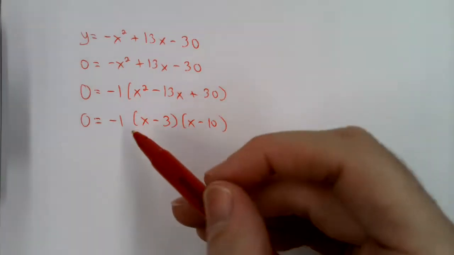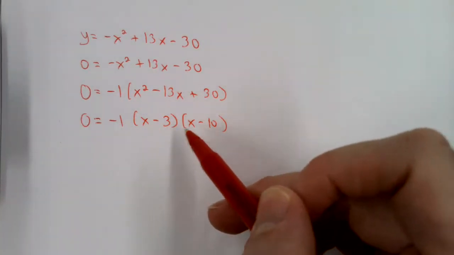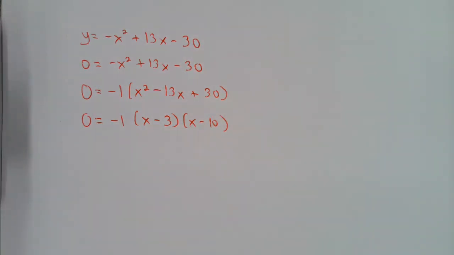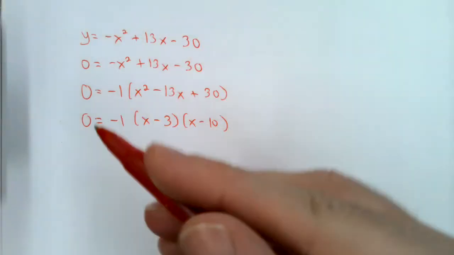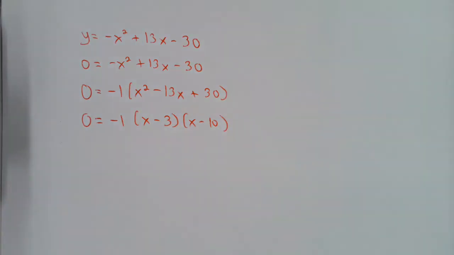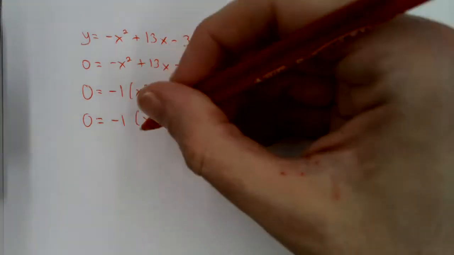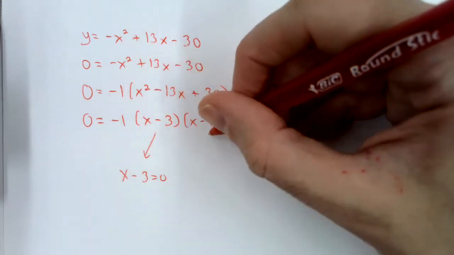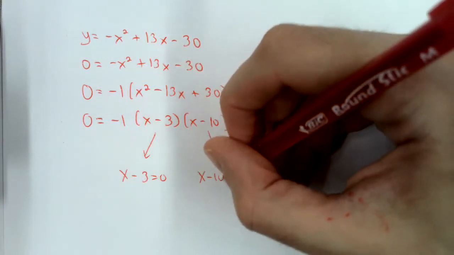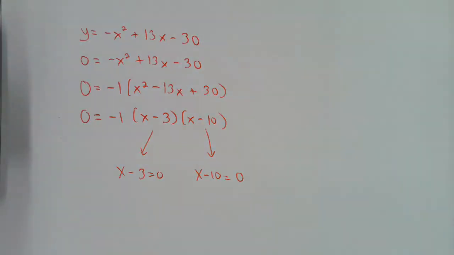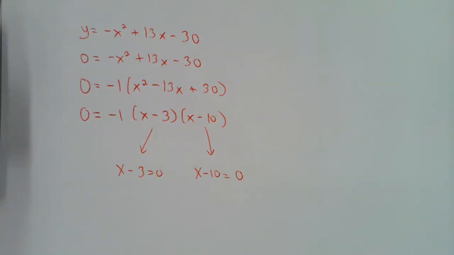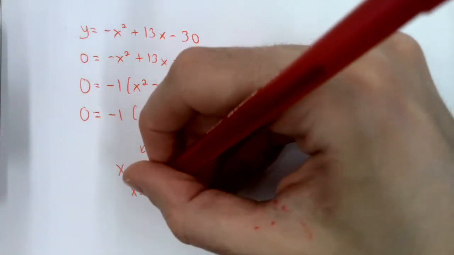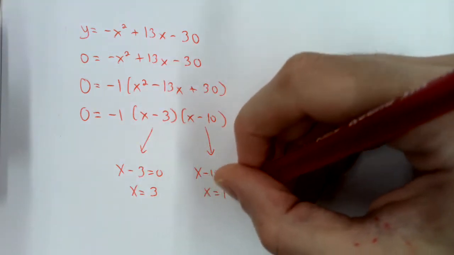So now you are multiplying three things to get 0. Set each one equal to 0 and solve. You can ignore the negative 1. Negative 1 cannot equal 0. You can ignore that. But you're going to do x minus 3 equals 0. Solve that. And x minus 10 equals 0 and solve that. So you get x equals 3 and x equals 10.